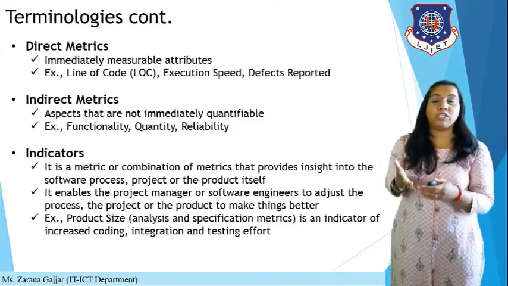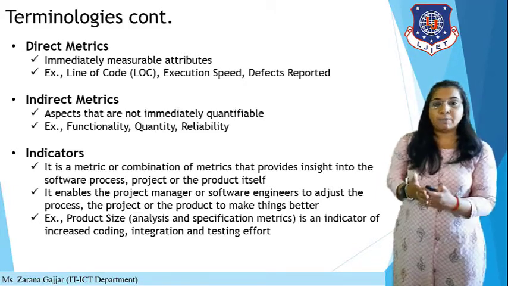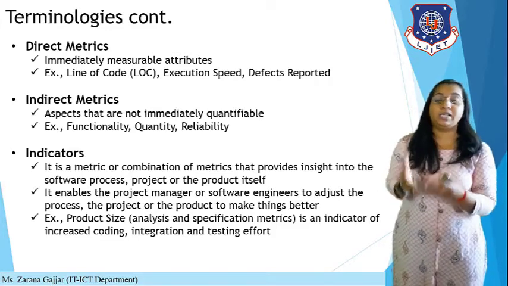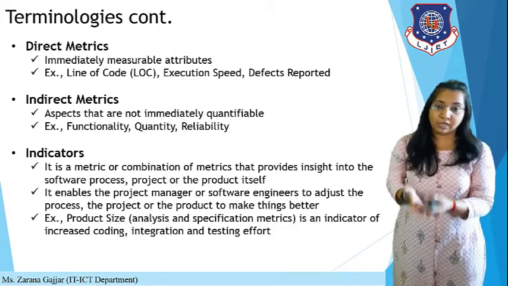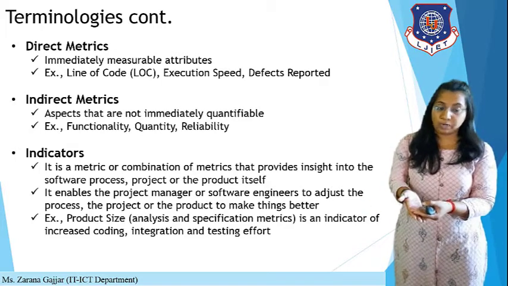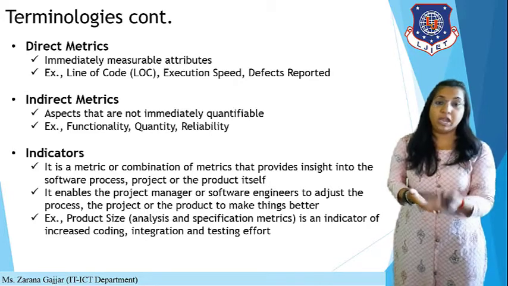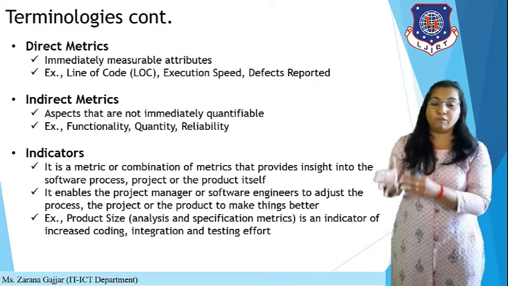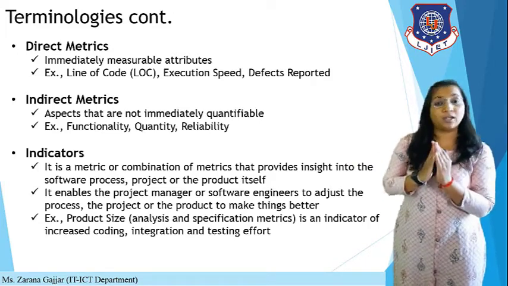Then the next terminology is direct metric and indirect metric. Direct metrics mean immediately measurable attributes. What are the immediately measurable attributes in your software product? That is a direct metric. For an example, lines of code, that means LOC, then execution speed, the actual execution speed of your project. Then defects reported: how many defects are reported per review or per product? That will be measured in a direct metric.